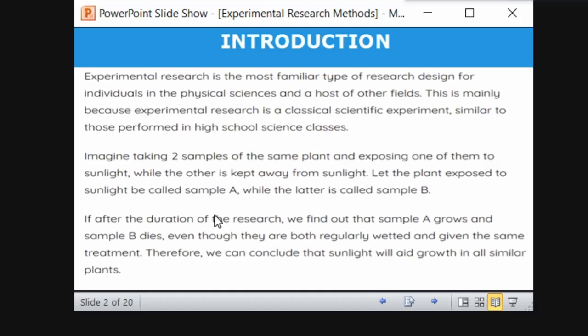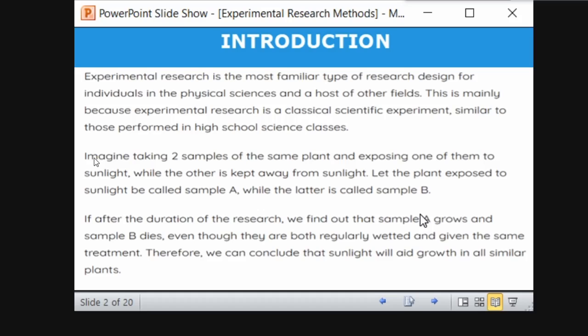Therefore, we can conclude that sunlight will aid growth in all similar plants. So after 1 month, a certain period of duration, sample B, which is kept in the home, dies. Though you are watering it daily and taking care of it daily, and sample A also you are watering daily and taking care of daily, still sample B dies because there is no sunlight. So based on this experiment, we can conclude that sunlight will aid, meaning help, growth in all similar plants. Sunlight is essential for the growth of plants.